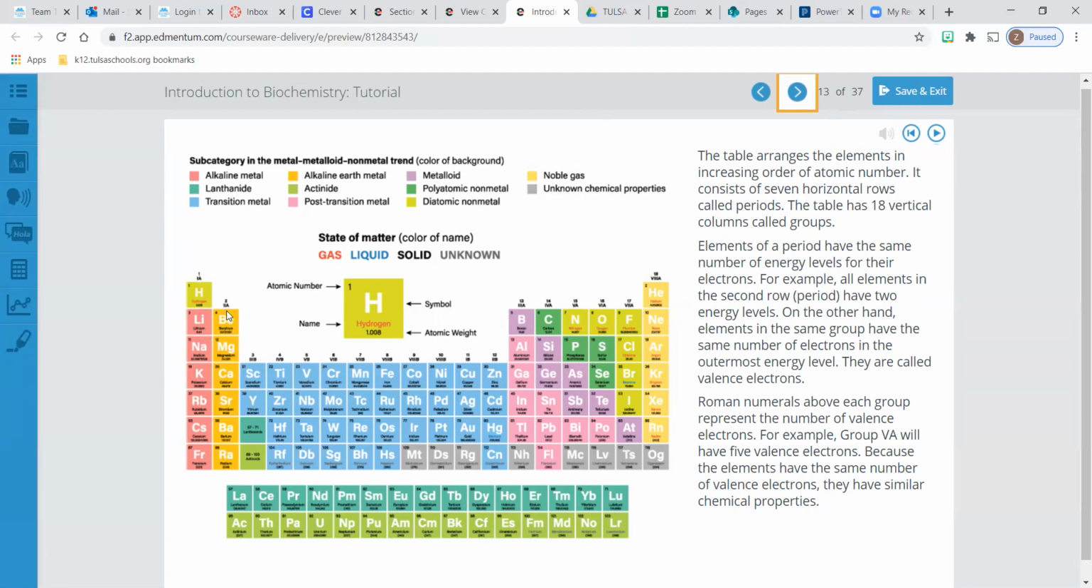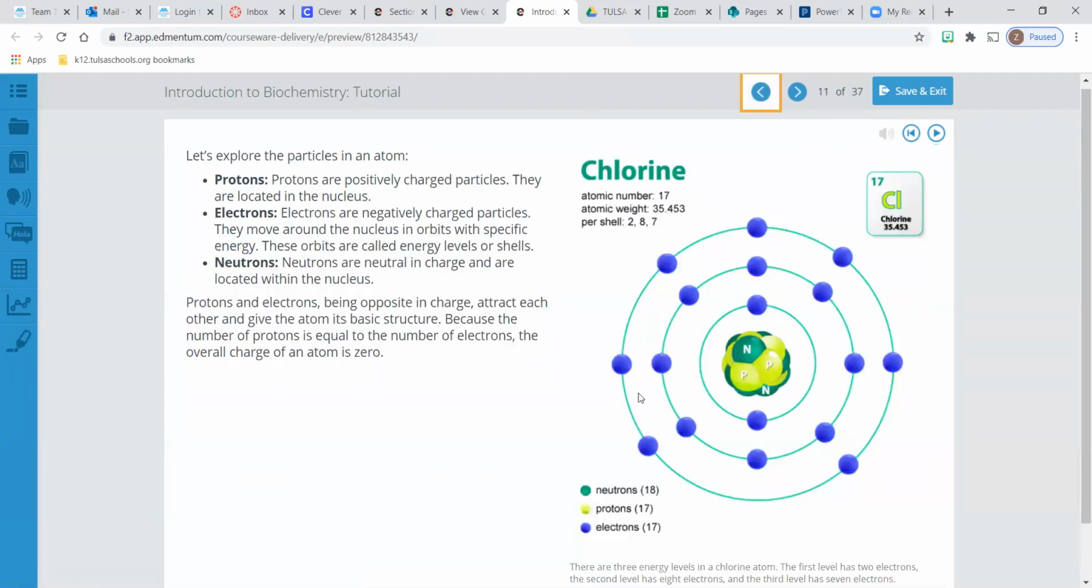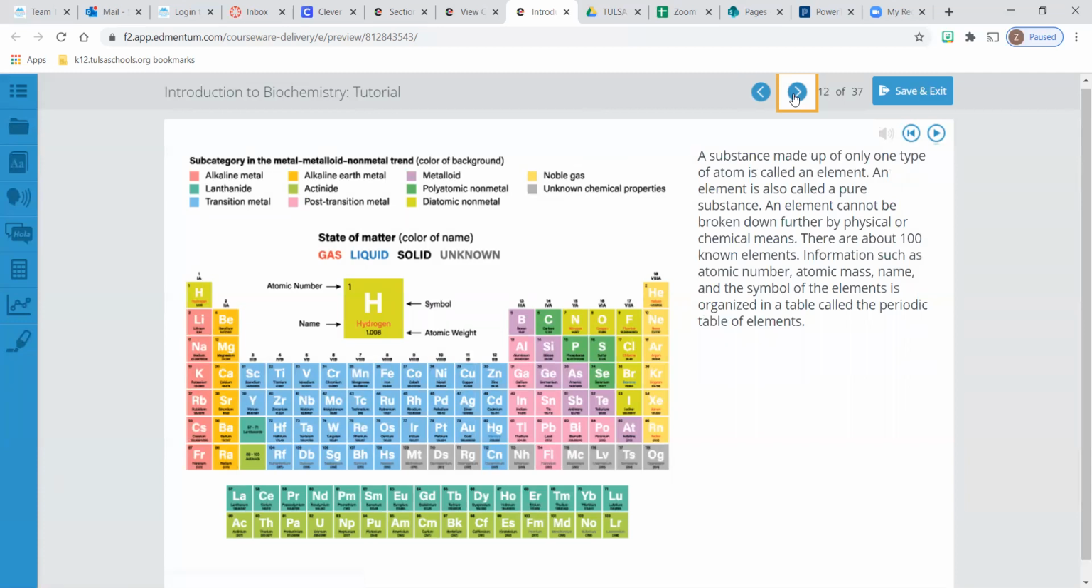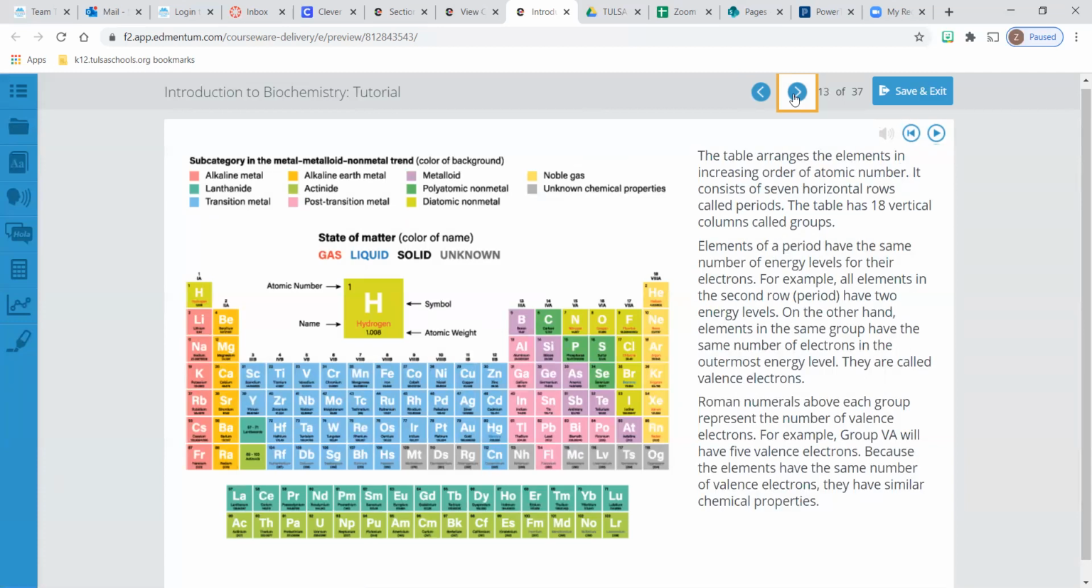So we have 1, 2, 3, 4, 5, 6, 7, 8, 9, 10, 8, 8, 8, 8. Actually, this is just hard to see. But we'll get back to it. So remember that valence electrons max out. But we'll get into that later.